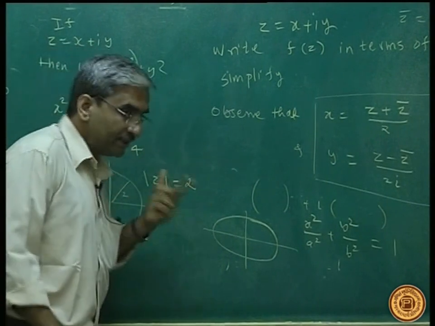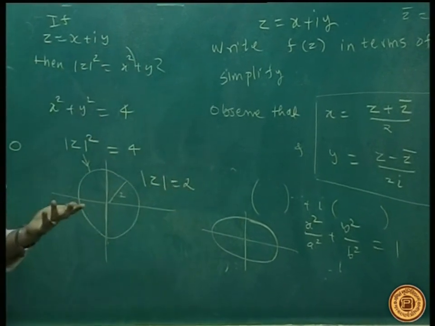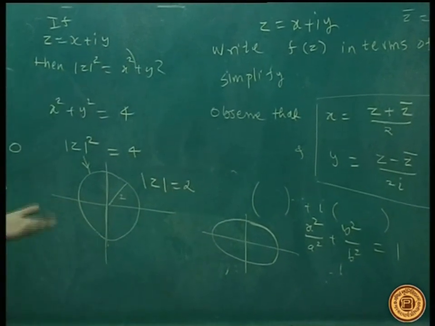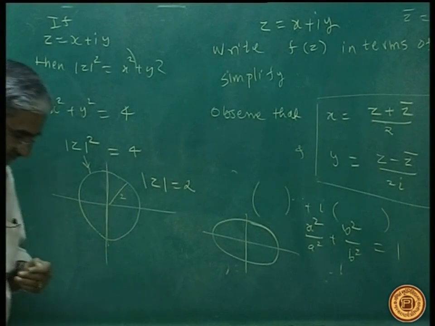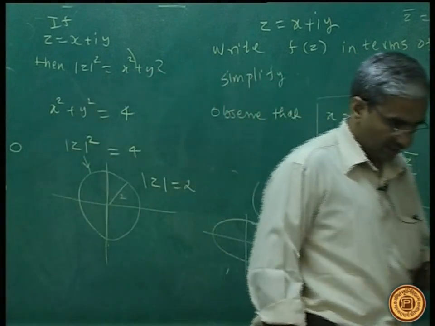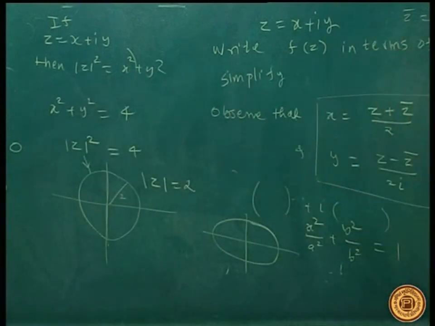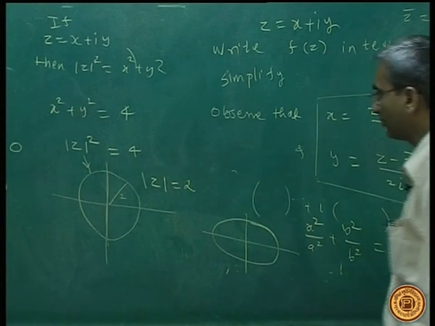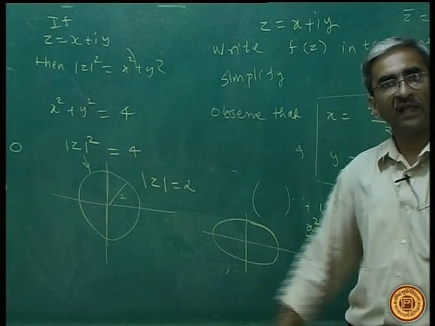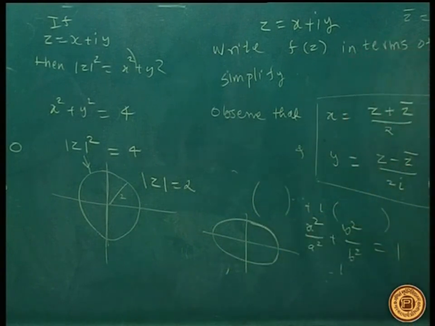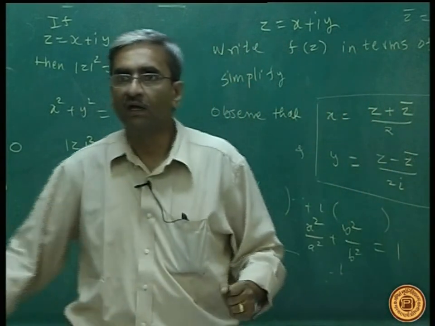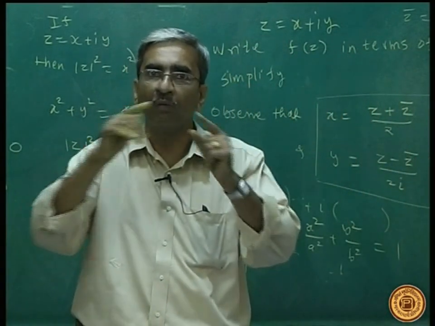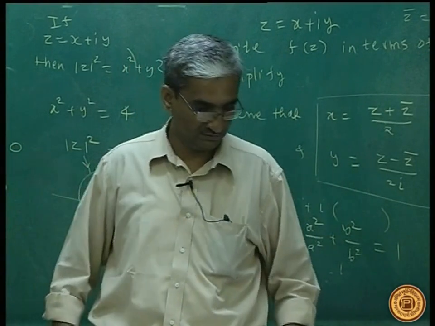So a conic in particular, we have learned, that is circle, parabola, hyperbola, ellipse, straight lines. And we know that a general second degree equation represents a conic. General second degree equation in two variables x and y, that represents a conic. And x and y you can respectively replace by this and write a complex equation of a conic.